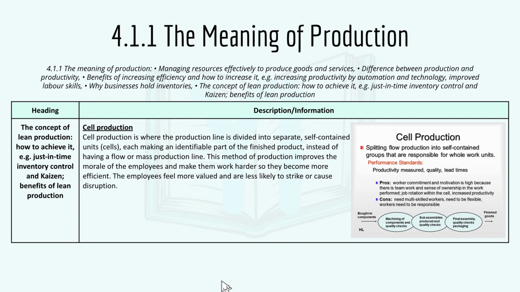Then we have cell production. Cell production is where the production line is divided into separate self-contained units or cells, each making an identifiable part of the finished product, instead of having a flow or mass production line. This method of production improves the morale of the employees and makes them work harder, so they become more efficient. The employees feel more valued and are less likely to strike or cause disruption. Like you can see here, splitting flow production into self-contained groups that are responsible for the whole work unit.